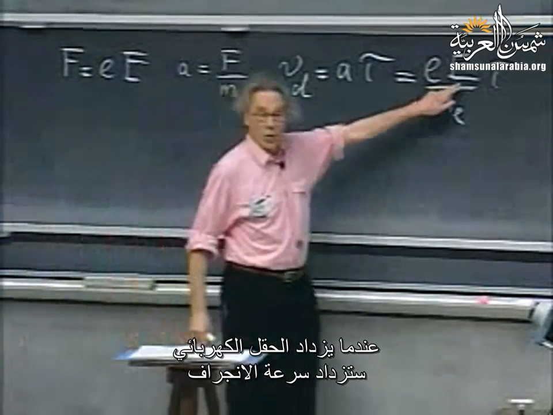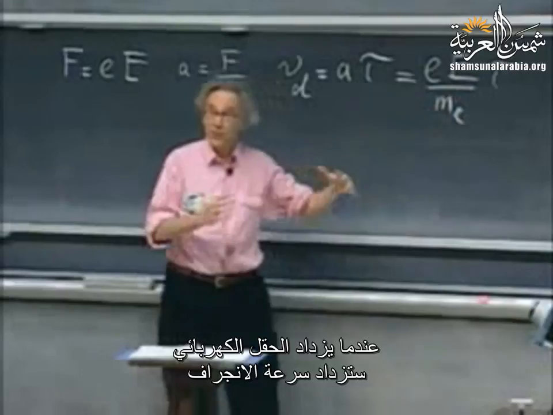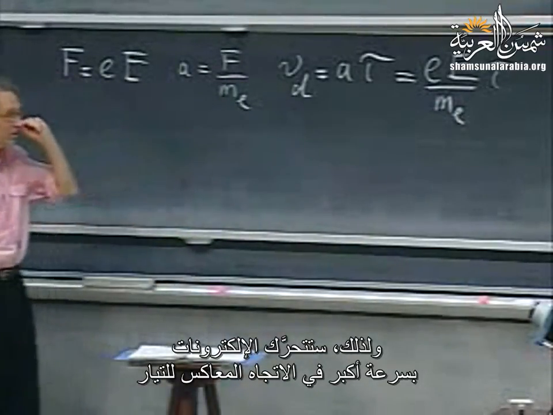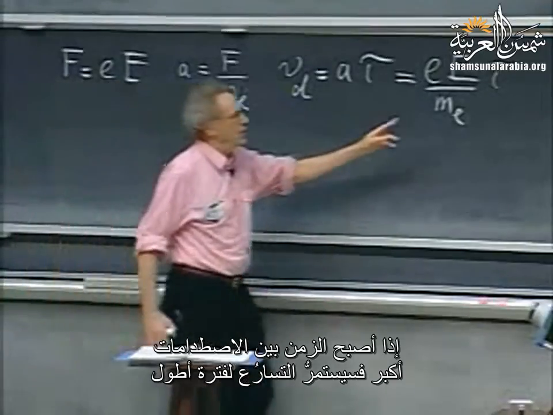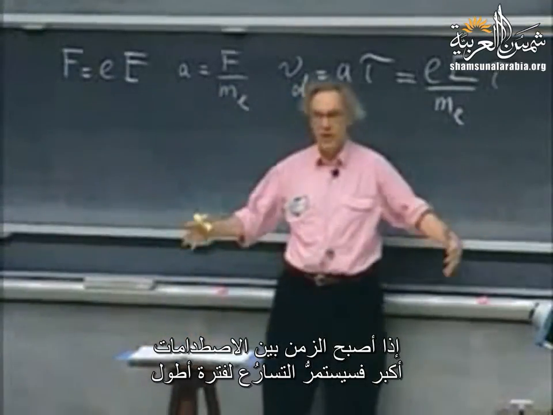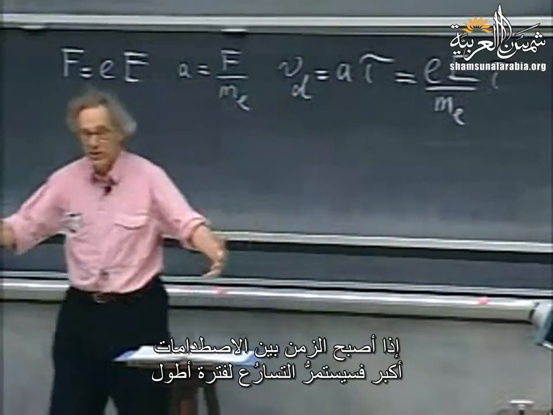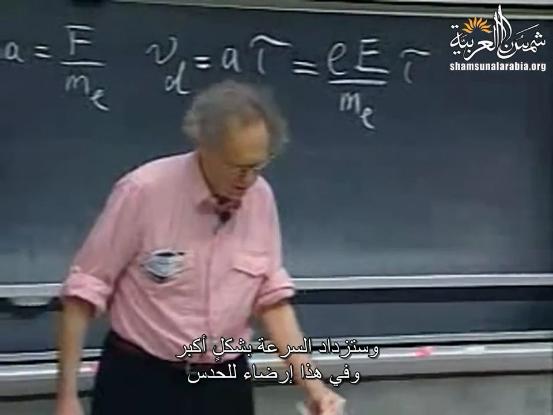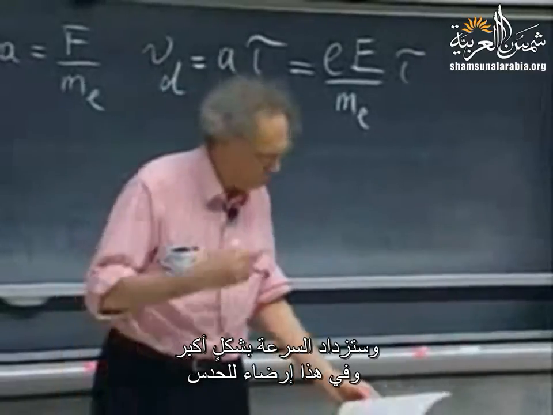When the electric field goes up, the drift velocity goes up. So the electrons move faster in the direction opposite to the current. If the time between collisions gets larger, the acceleration lasts longer. So also they pick up a larger speed. So that's intuitively pleasing.